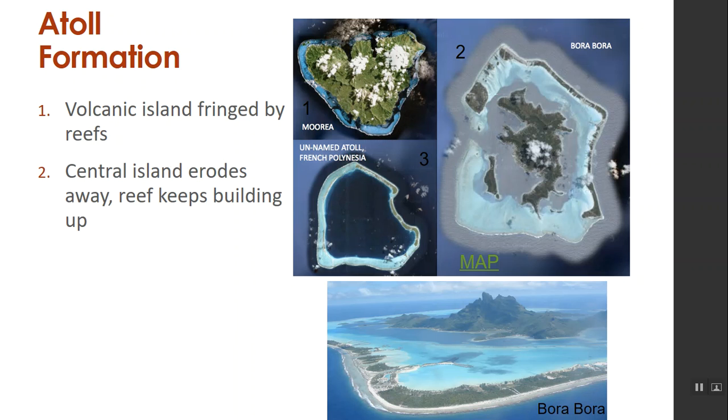Then that central island erodes away. As you can see here, here is Bora Bora, which is going through that process. This island is eroding away, but this reef keeps building up around it. And then when that volcano is totally gone, what you are left with is called an atoll. So again, here's another picture of Bora Bora, which is in that second stage where you still have this island here, but this island will eventually erode away, and all you will be left with is this atoll on the outside.